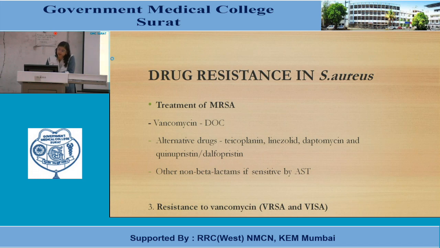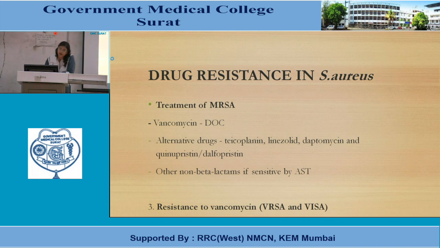for MRSA. Alternative drugs instead of vancomycin are teicoplanin, linezolid, daptomycin, and quinupristin-dalfopristin. Other non-beta-lactam drugs can be used if sensitive, according to the antimicrobial susceptibility test. If the antimicrobial susceptibility test shows that this particular staphylococcal strain is sensitive to other drugs also, then we can prescribe those drugs. But the drug of choice is vancomycin.